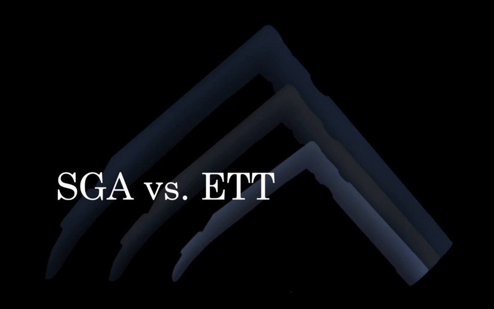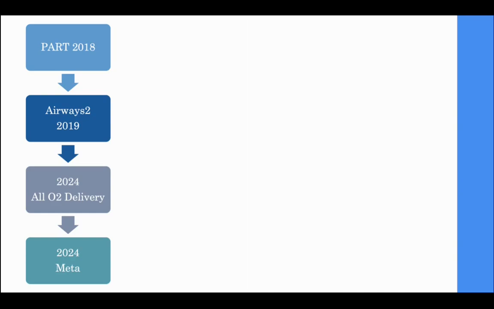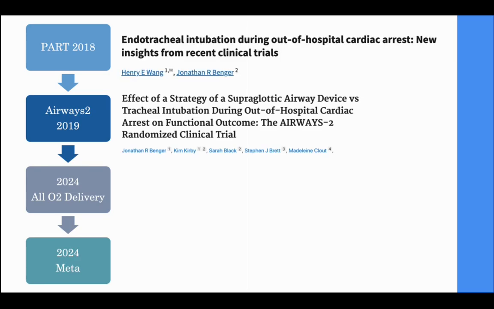So let's look at some evidence, and we're talking about supraglottics versus ET tubes. There's been big talk of this in the last 8 years or so. Two trials came out, one in 2018 and one in 2019. These two trials included about 15,000 pre-hospital patients. The PART trial was looking at the King airway, and the Airways-2 trial was looking at the i-gel.